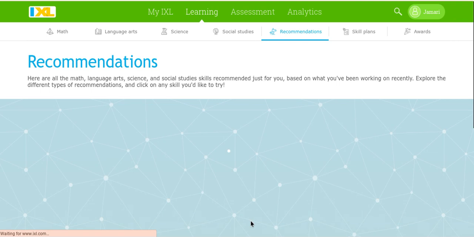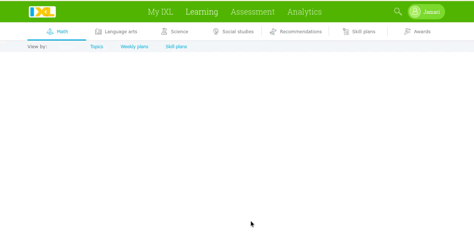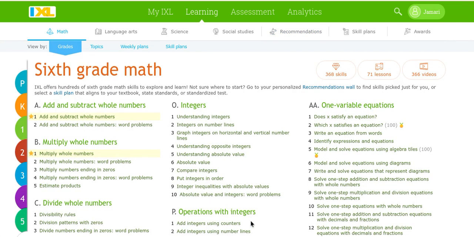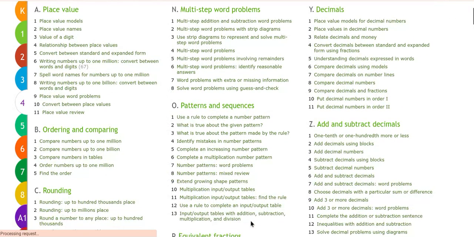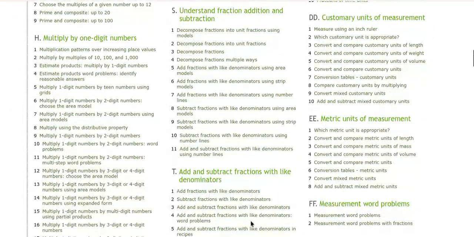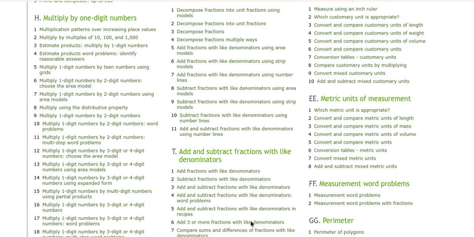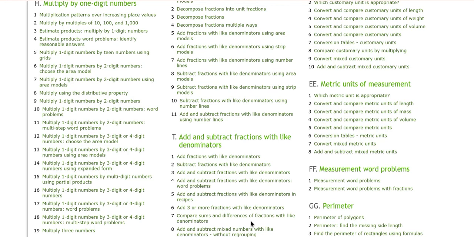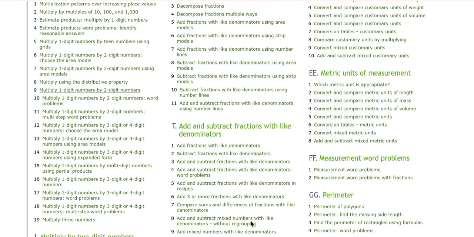Now we're gonna do a 4th grade. We're gonna do multiply 1-digit numbers by 2-digit numbers, the 4th grade lesson, and add and subtract with like denominators.